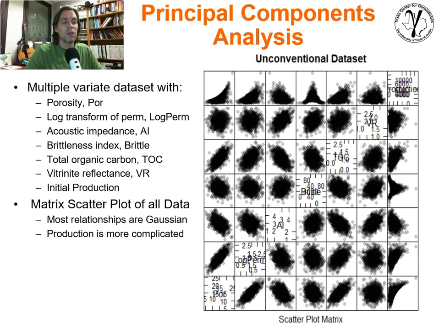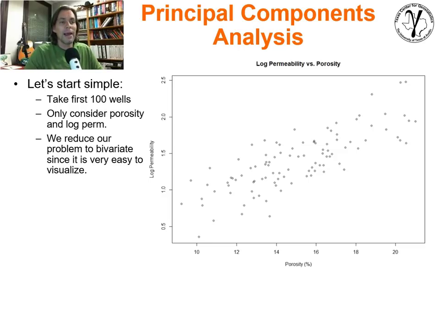Now, what we'll do is go ahead and take two of the variables out. So we have log transform permeability versus porosity. Here's the relationship right here. We just take the first 100 wells for ease of visualization. We don't want too dense of a data set to work with. And we'll try to do some principal component analysis on this.